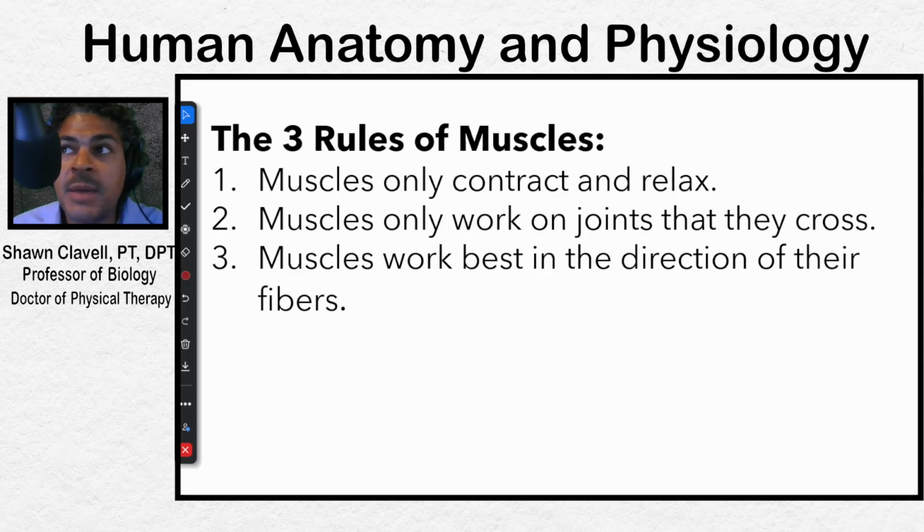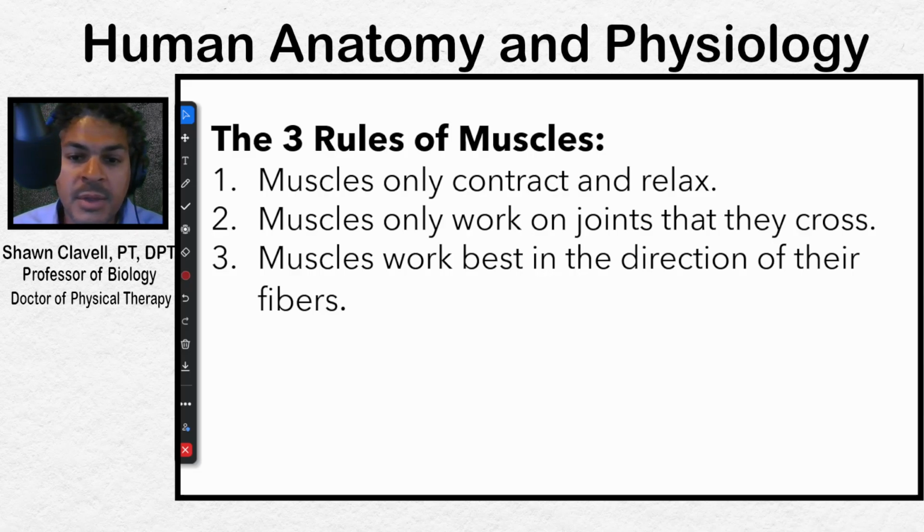And so the first is that muscles only contract and relax. And we've seen that in sliding filament theory. There's no way that muscles are going to push, right? Maybe a better way to say that is that muscles pull, they don't push. And so when a muscle contracts, it brings the two bones together. It never pushes two bones apart. And so they only work on the joints that they cross, and that muscles work in the direction of their fibers or the fascicular arrangement. And we'll talk a little bit more about that in another section here.